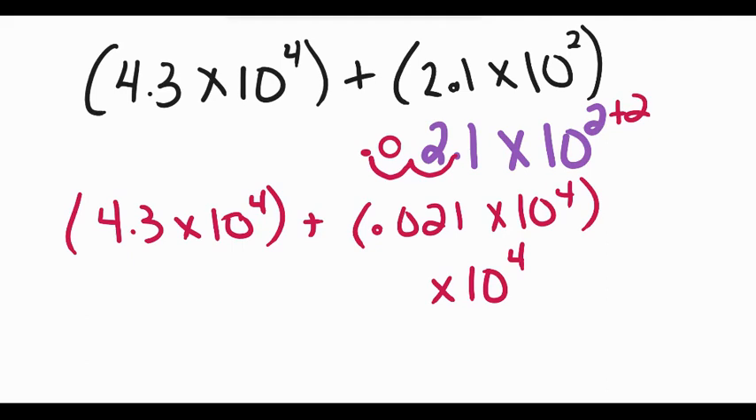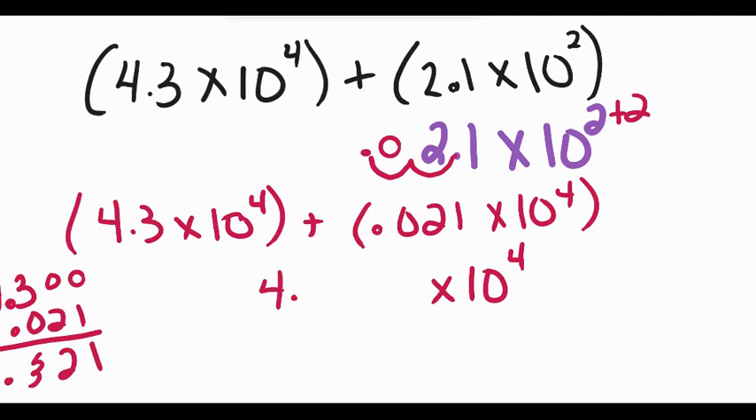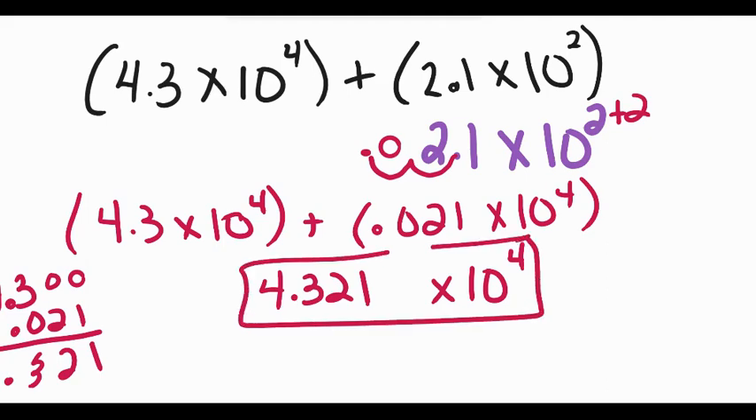So I'm just going to go over here on the side and do 4.3 plus 0.021. Notice I have to line up the decimals when I add them. I could put zeros in here. 0 plus 1 is 1. 0 plus 2 is 2. 3 plus 0 is 3. And 4. So it looks like this. When I come over here, I get 4.321 times 10 to the fourth power.